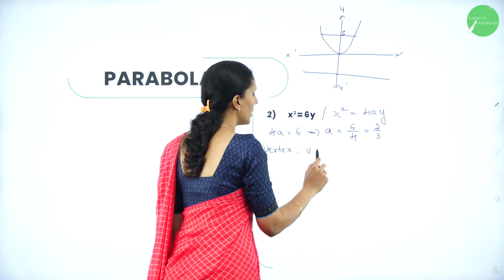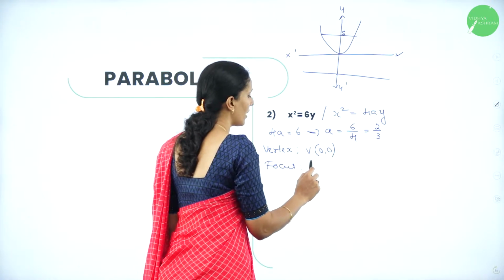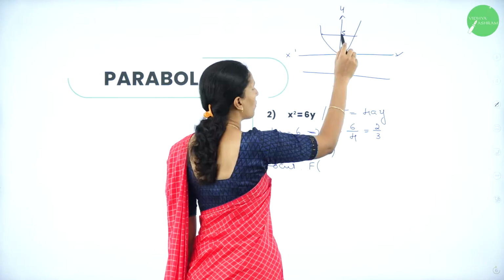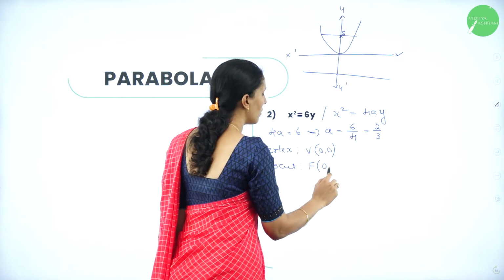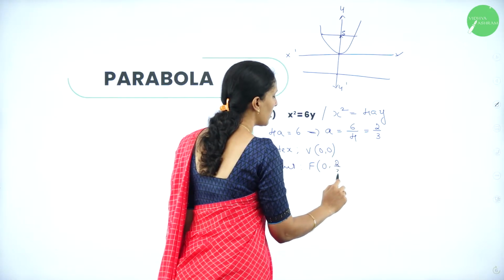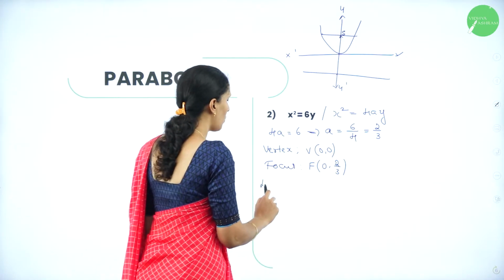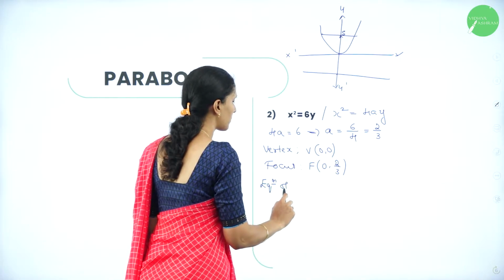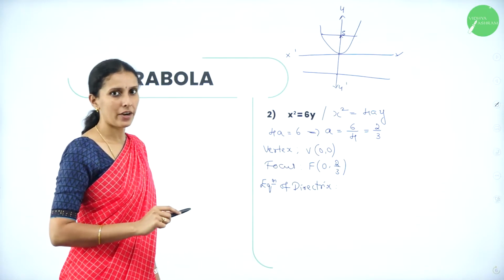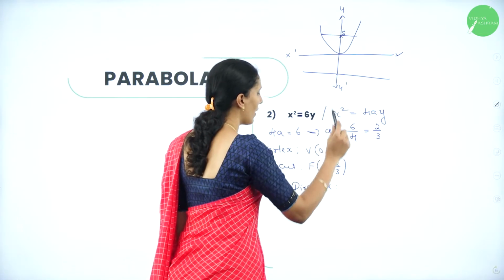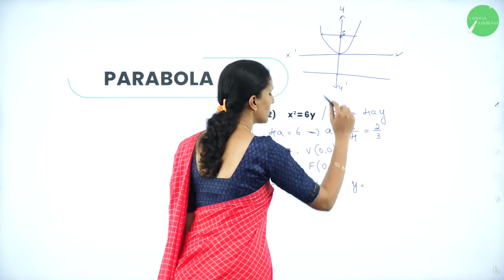Vertex is (0, 0). Focus, you can write F or S, any focus you can write. Focus lies on the y-axis. So on the y-axis, the x value is 0 and you can write a as 2 by 3, because the focus lies on the positive side of the y-axis. Next, equation of directrix. Directrix lies on the negative side of the y-axis. That means we are writing the equation as y is equal to minus 2 by 3.